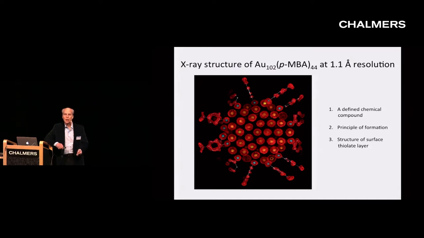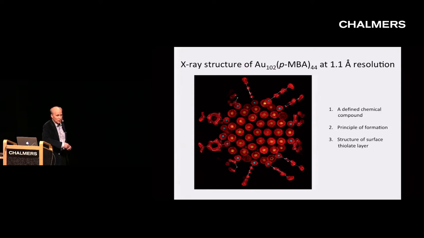It had been possible in the past to narrow the size range, for example, by cutting a slice out of the gel I showed you in an earlier slide, but it wasn't known if one could make a homogeneous cluster, or if one succeeded, whether it would remain so, or instead the gold atoms would pass between particles, disproportionate, and regenerate a heterogeneous mixture. This is indeed a material of a precise composition. This is a defined chemical compound.